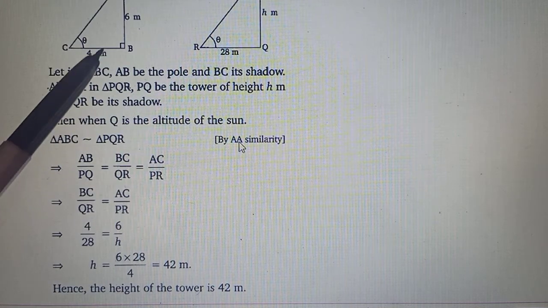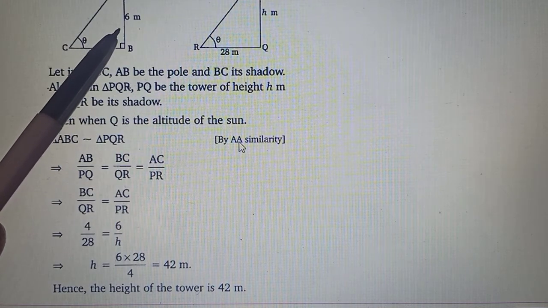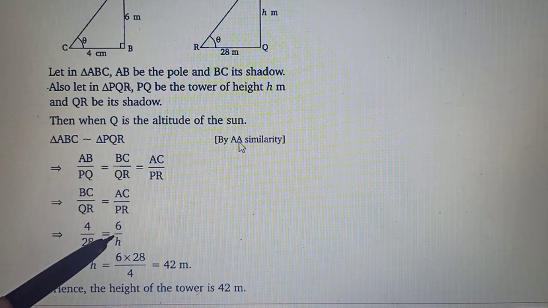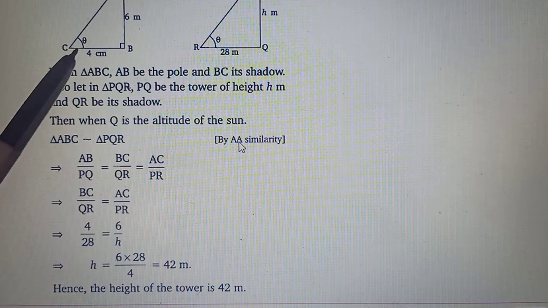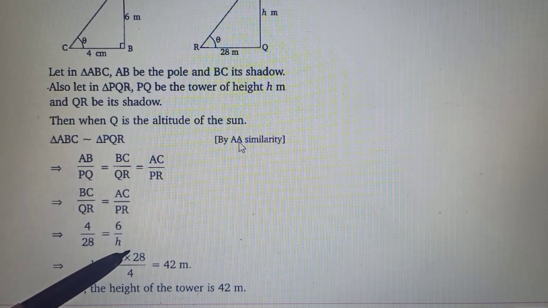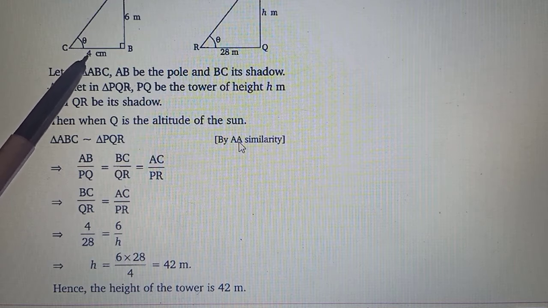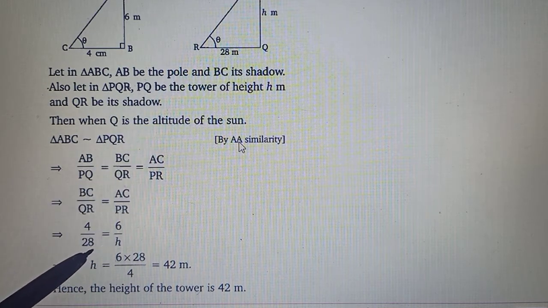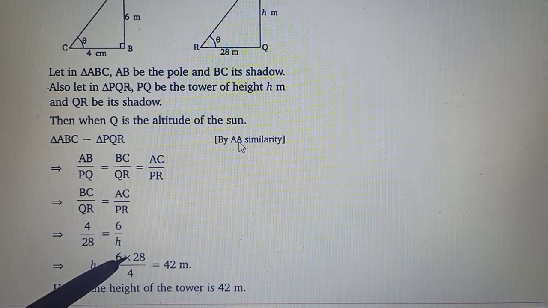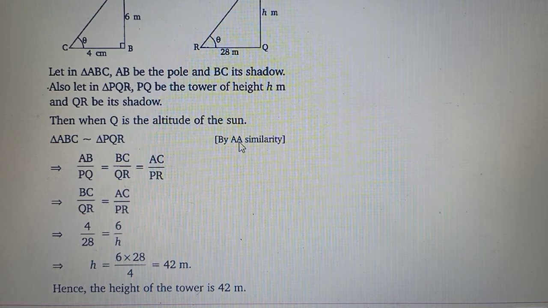Okay, so 6, that is the height of the pole, will be proportional to h, the height of the tower, and then the shadows will also be proportional. So its shadow, which was 4, will be proportional to 28. So from here h will be 28 taken this side, 4 here, so 7 6s are 42. The height of the tower can be taken out like this.